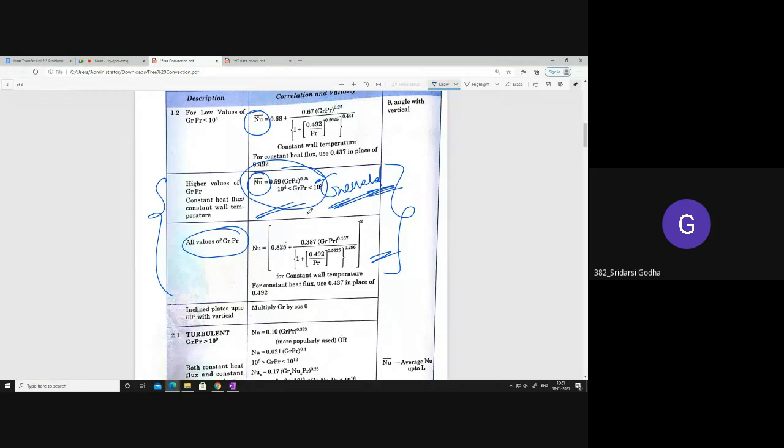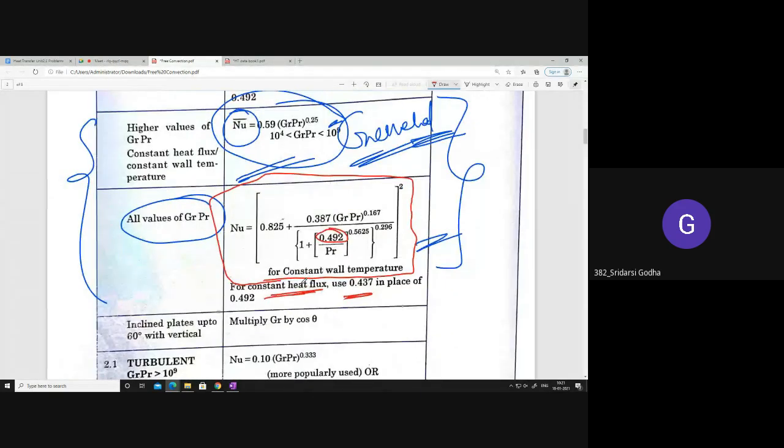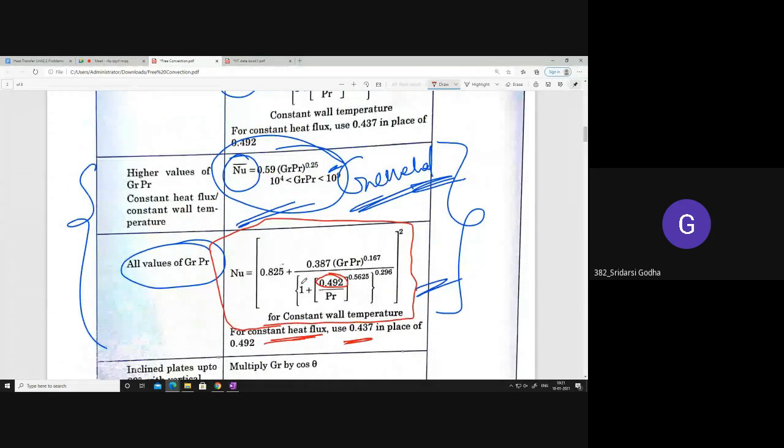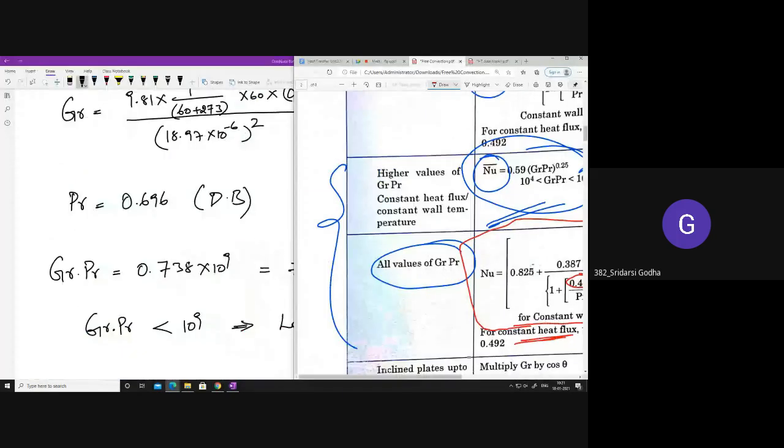By using the second one, you have to make sure about this one here. If you are using constant wall temperature, you can use the formula as it is. But if you are using constant heat flux, in place of 492 you have to have 437. That is the only difference here. Otherwise, both are almost the same. So let us use both and solve the problem here.